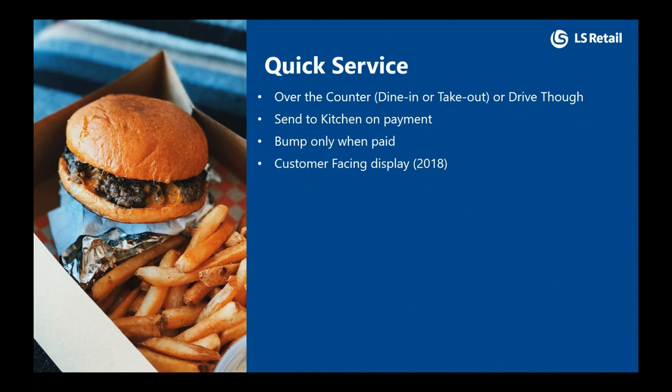The quick service process is usually over the counter, dine-in and take-out, and drive-through. This can be accomplished by setting up different hospitality types for routing or different terminal routing on the kitchen display stations. We usually set up the POS to send to the KDS upon payment in quick service, so all items are together in one kitchen order ticket.